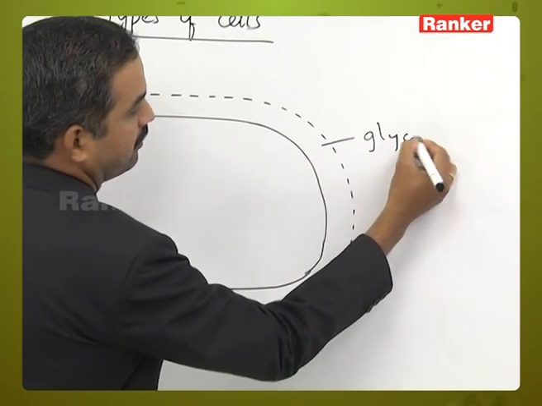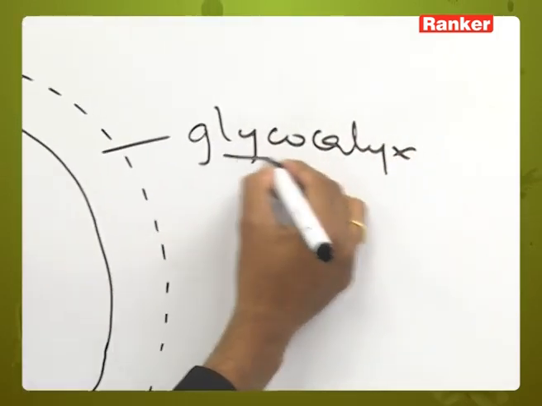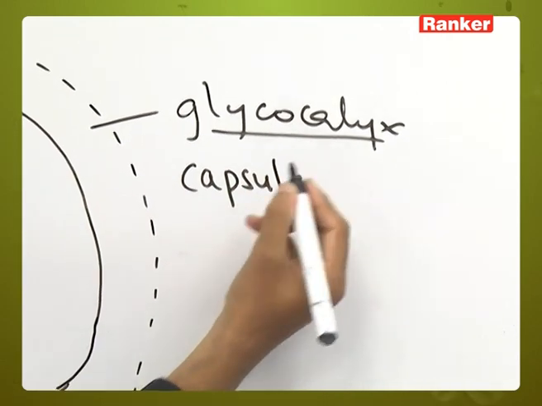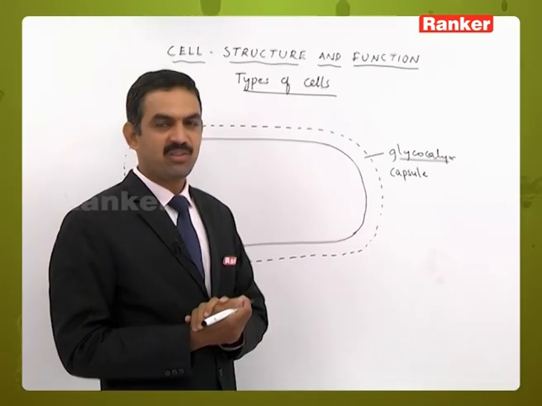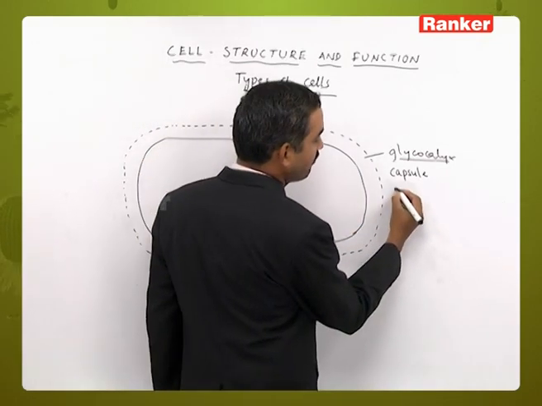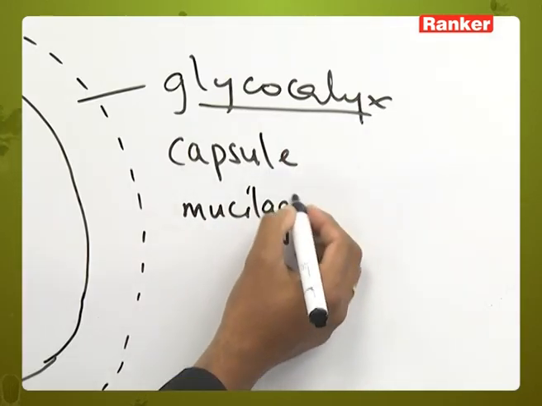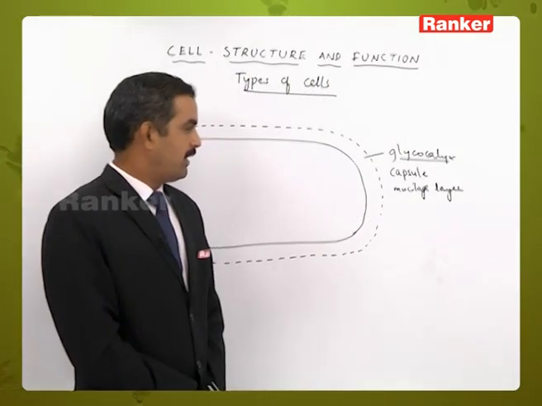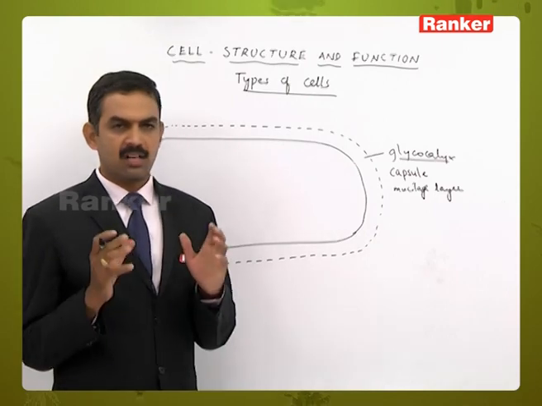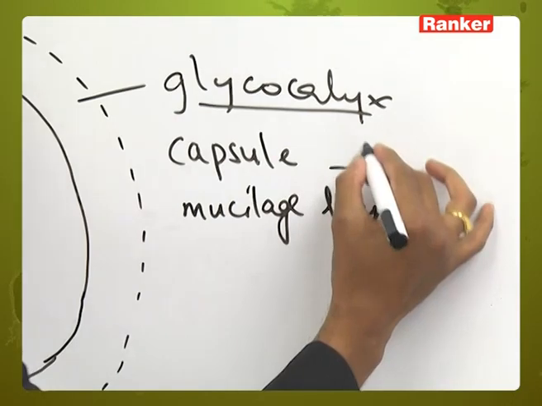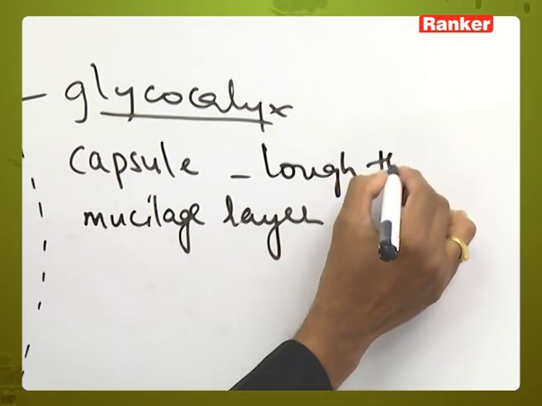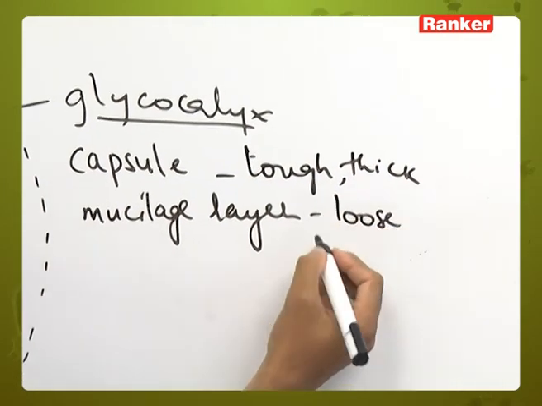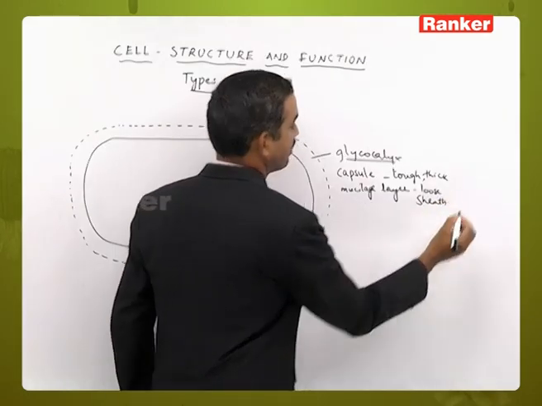Actually, we call it the glycocalyx. It may exist in two forms: the glycocalyx will exist in either the form of a capsule or a mucilaginous layer. When the glycocalyx exists as a tough and thick sheet, it is called a capsule. Whereas if it is a loose, sheath-like structure, we call it a mucilage layer.